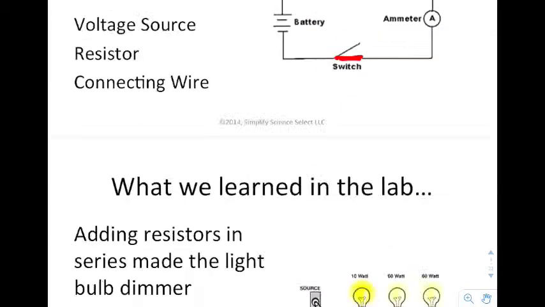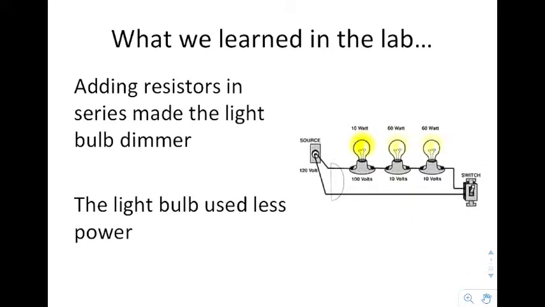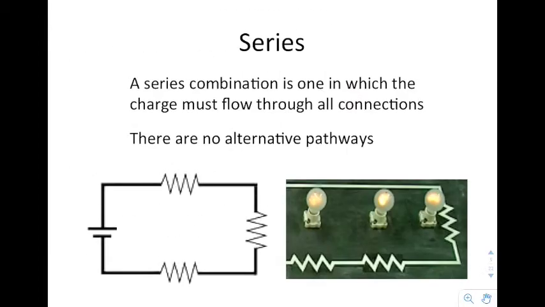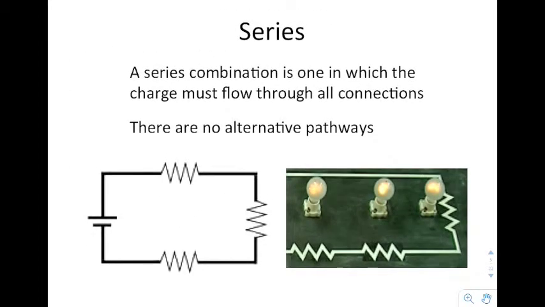What we learned in the lab is that adding resistors in series made the light bulb dimmer. Whenever you make the light bulb dimmer, there is less power or less energy being emitted by that resistor. Whenever you wire something in series, a series combination is one in which the charge must flow through those connections. So if I flow through this particular resistor, I have no choice but to flow through this resistor as well.